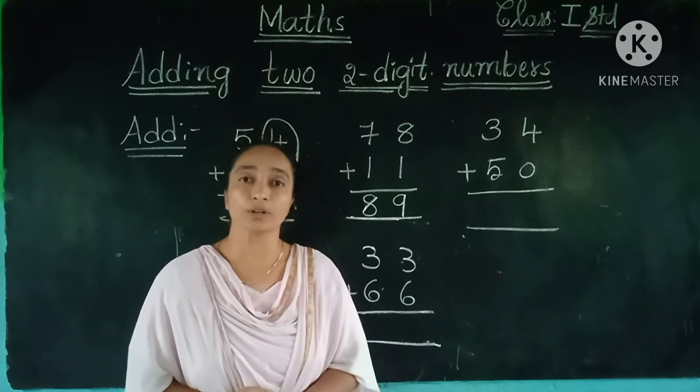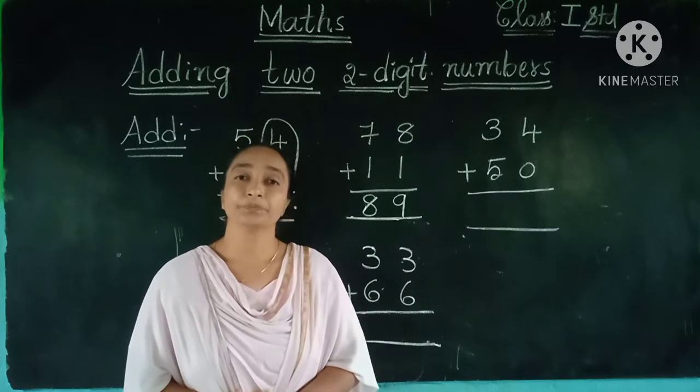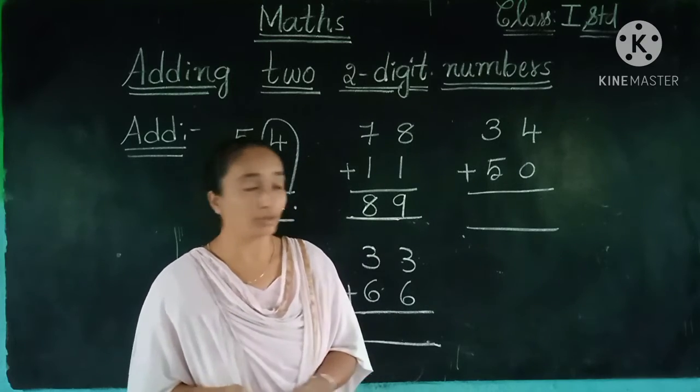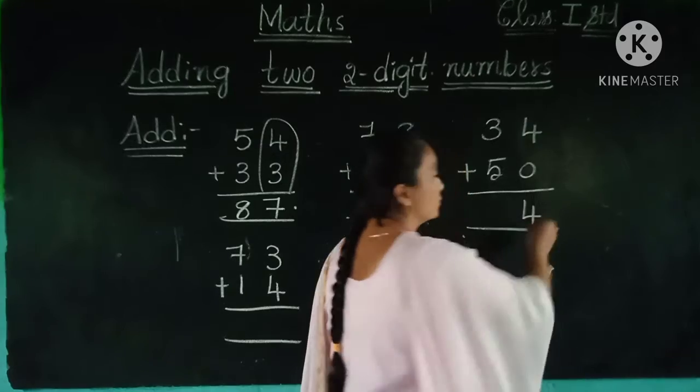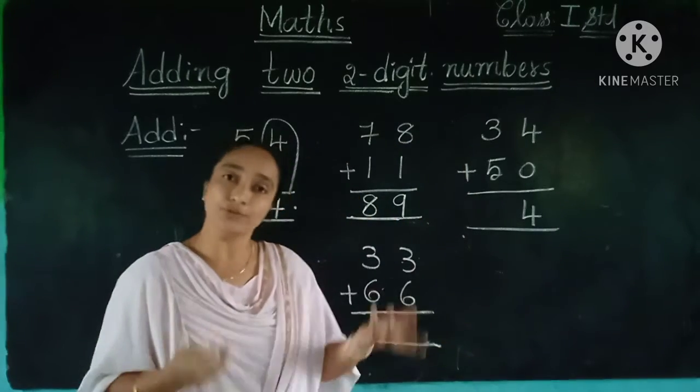10 plus 0, 10 only. 20 plus 0, 20 only. 100 plus 0, 100 only. So here 4 plus 0, 4. So no need to take the finger, 4 plus 0, 4.